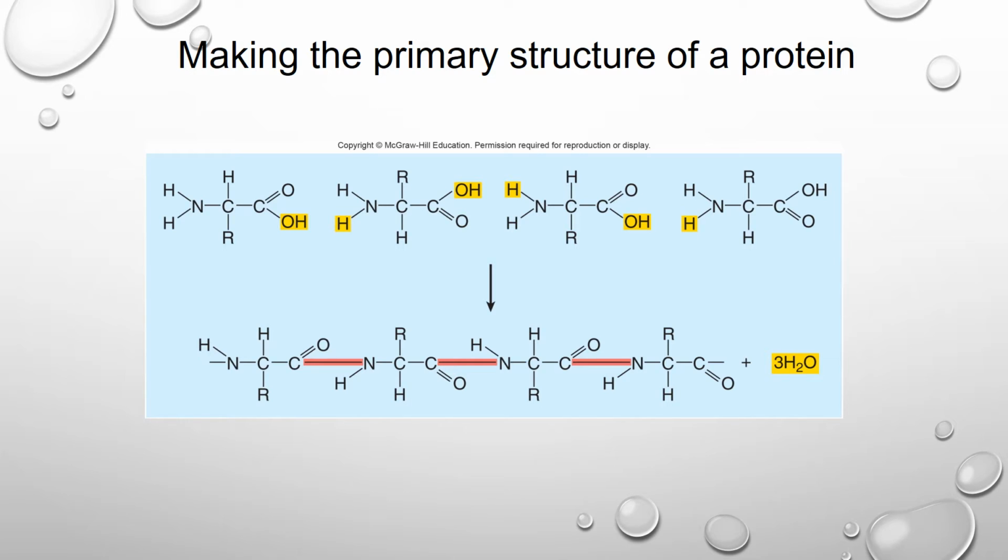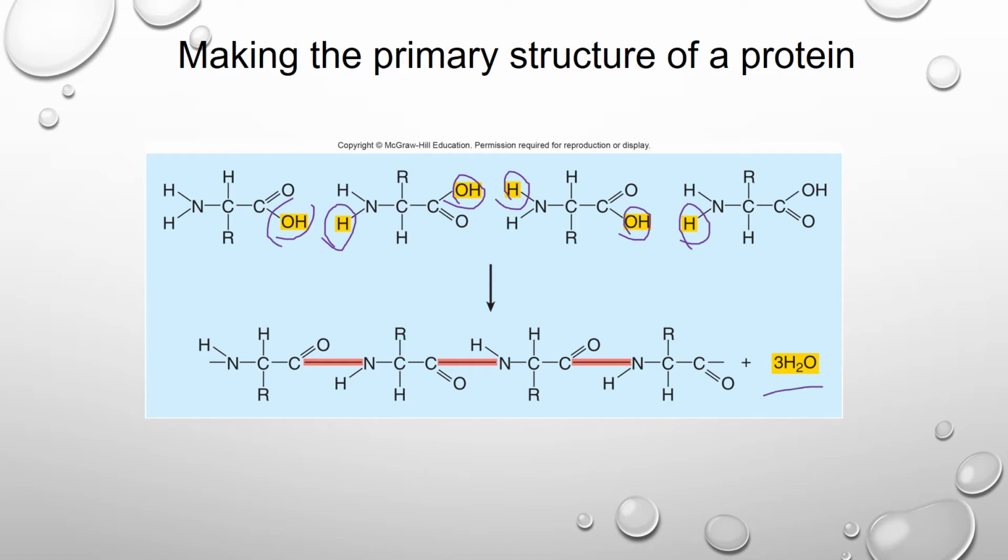When amino acids are joined, a hydrogen is stripped from the amino end, and in our example, the amino end again has to do with nitrogen. And then an OH, or hydroxyl, is stripped away from the carboxyl end. So here, on the carboxyl end, we have OH being removed. And so this forms a peptide bond.